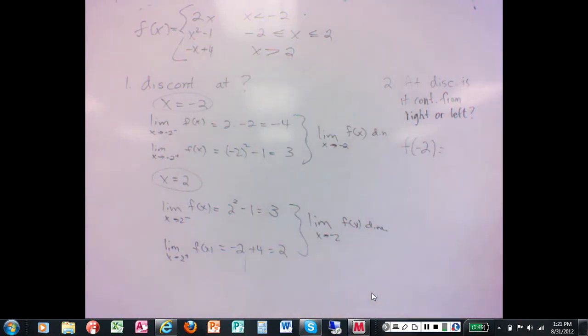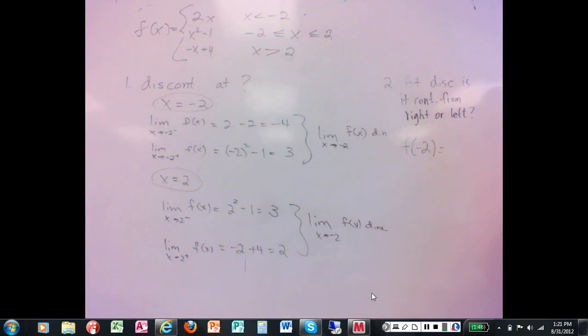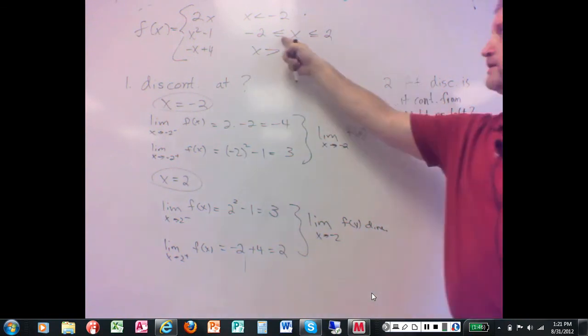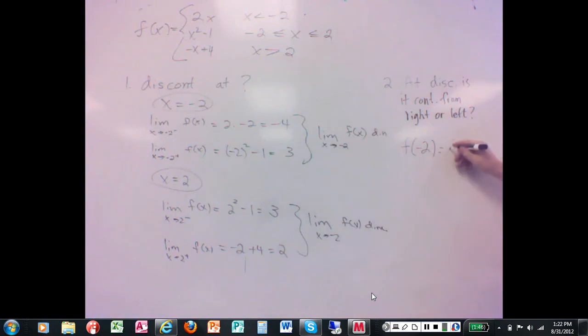What is the function value at negative 2? Well, looking at my parameters there, where would x equal to negative 2 fit in? It'd be this one, wouldn't it? x squared minus 1. So f of negative 2 is negative 2 squared minus 1, which is 3. All right, so f of negative 2 is 3.